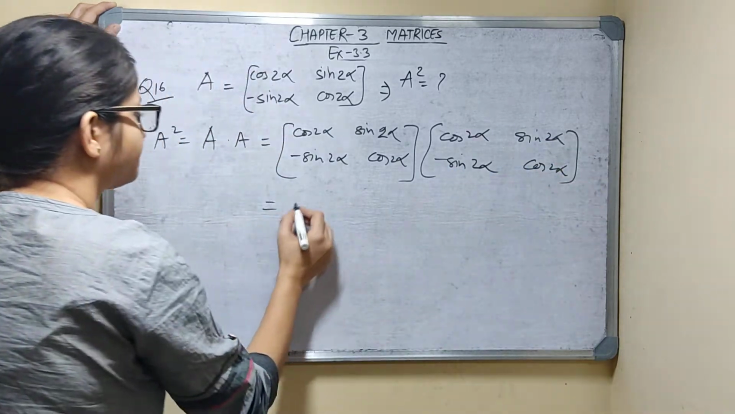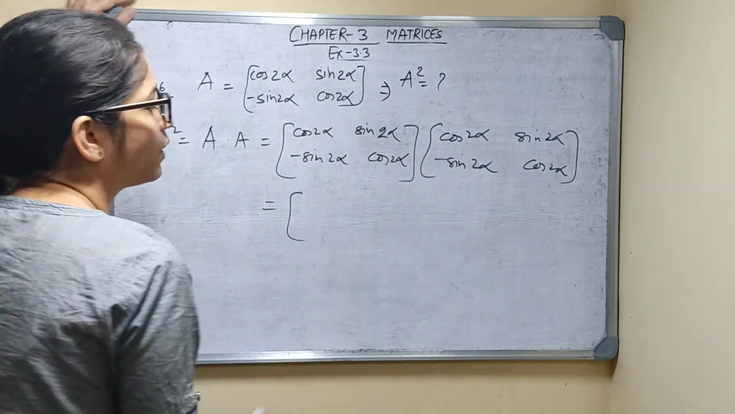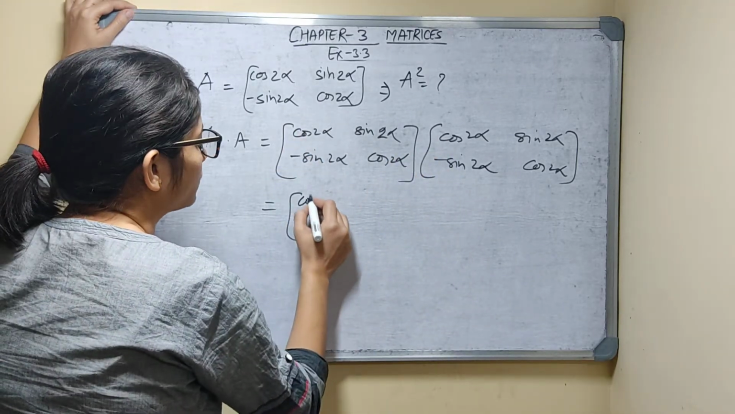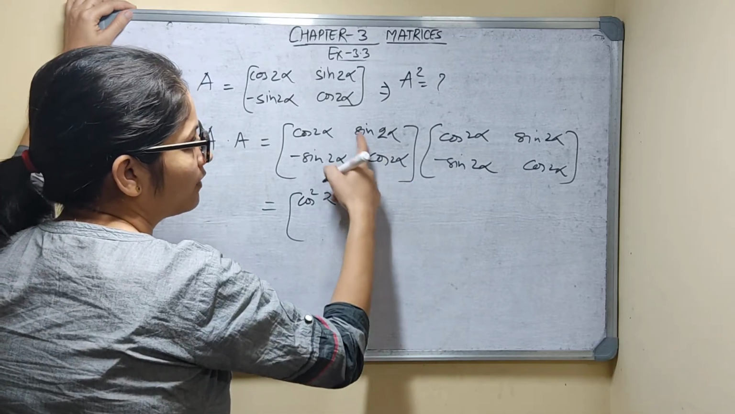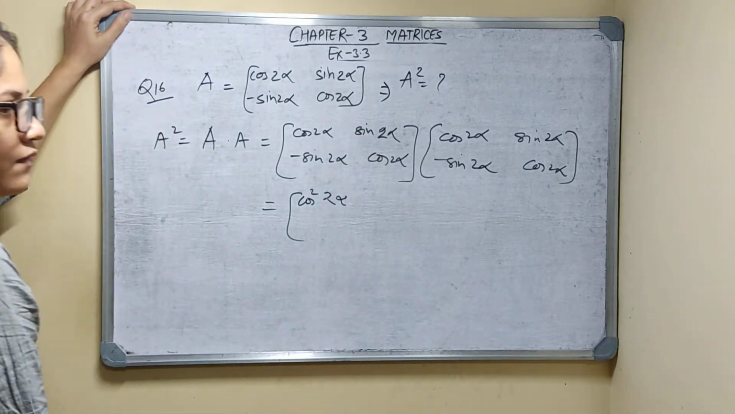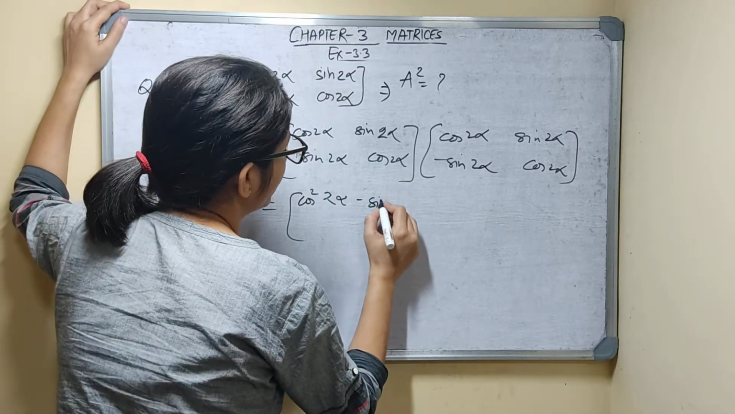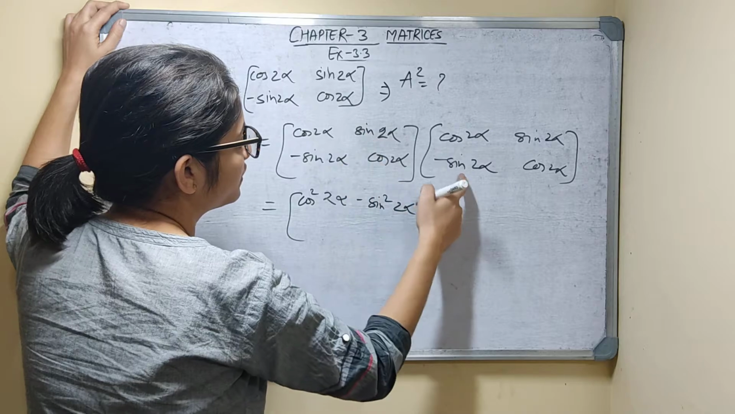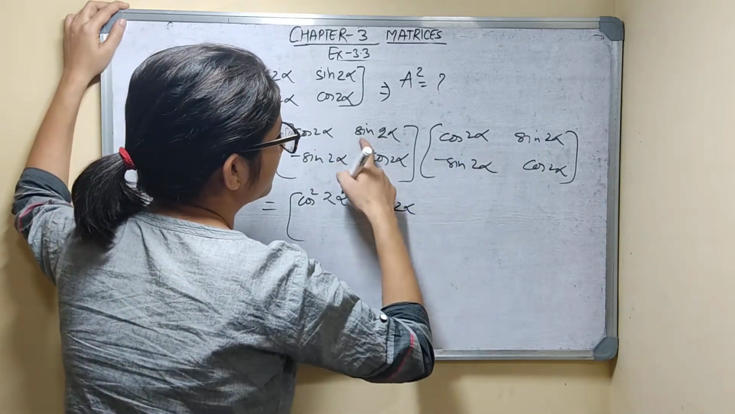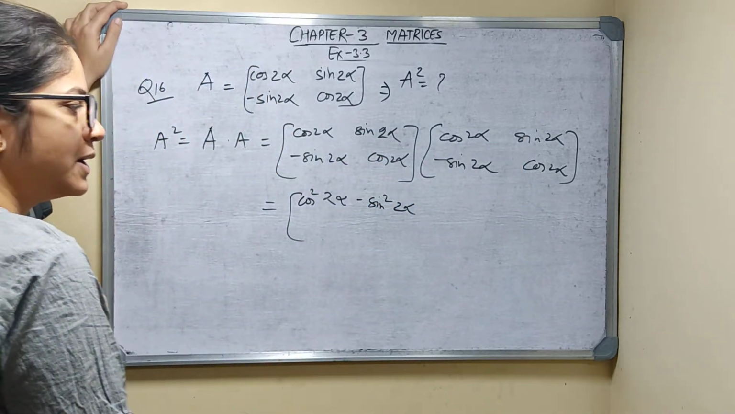So cos 2 alpha into cos 2 alpha is cos square 2 alpha, plus sin 2 alpha into minus sin 2 alpha, that is minus sin square 2 alpha. Like this only you multiply: this into this plus this into this, this into this plus this into this.